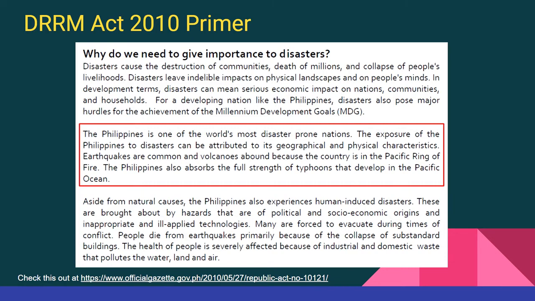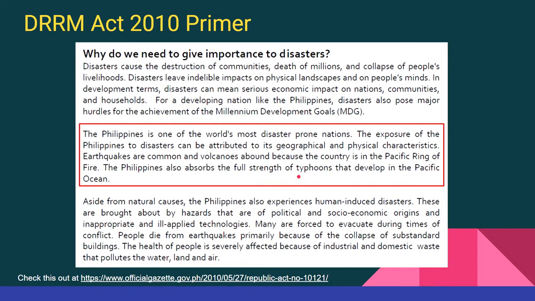We know that we are one of the most disaster-prone nations. We are along the Pacific Ring of Fire, found along that region that historically experiences a lot of disasters. The exposure of the Philippines to disasters is attributed to its geographical and physical characteristics. Earthquakes are quite common. We are exposed to a lot of typhoons and storm surges, being an archipelago, and all that.